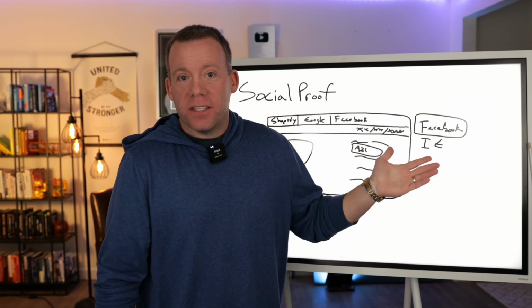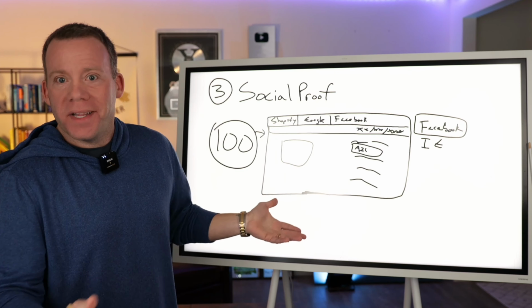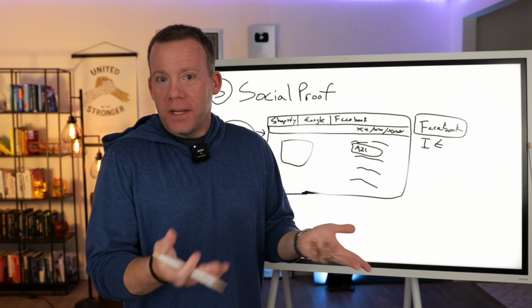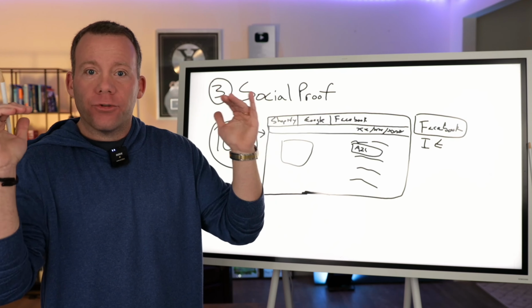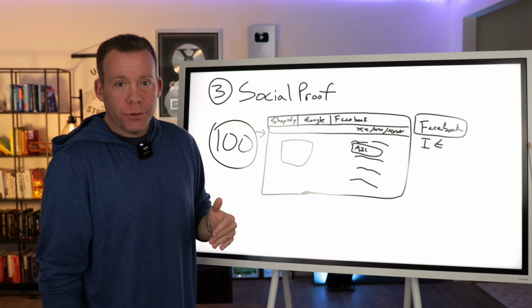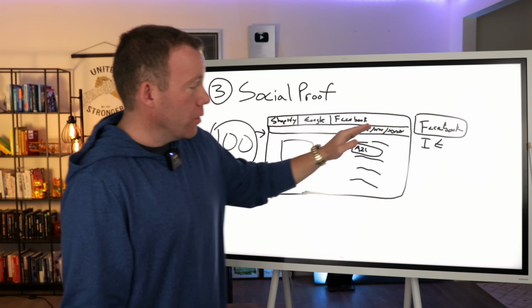If they go to it and they see your most recent post was between 1 and 7 days ago, they're like, oh, okay, this company is active, right? It increases that trust factor. It increases that conversion rate. So for social proof, build social pages.